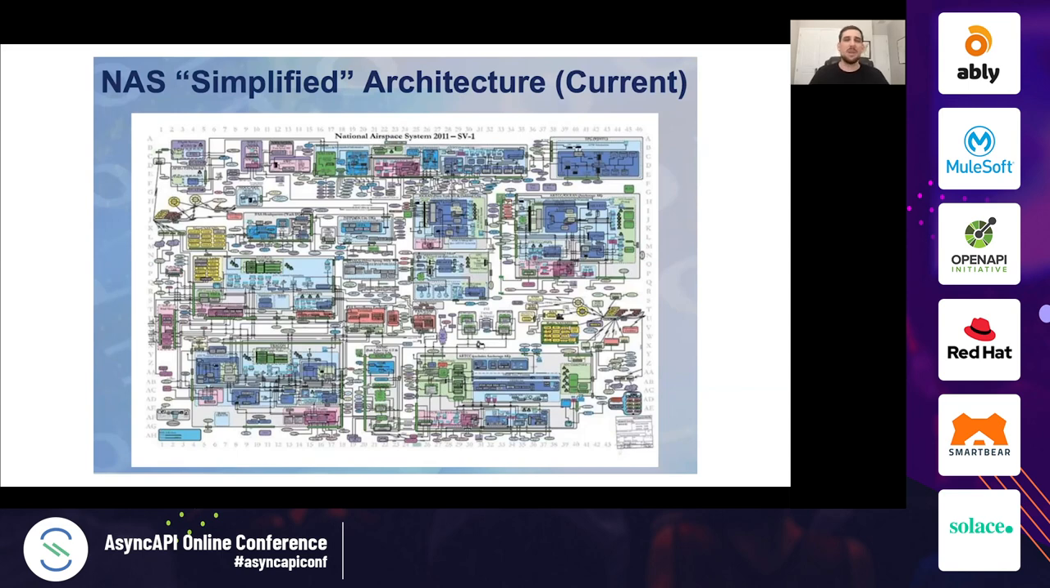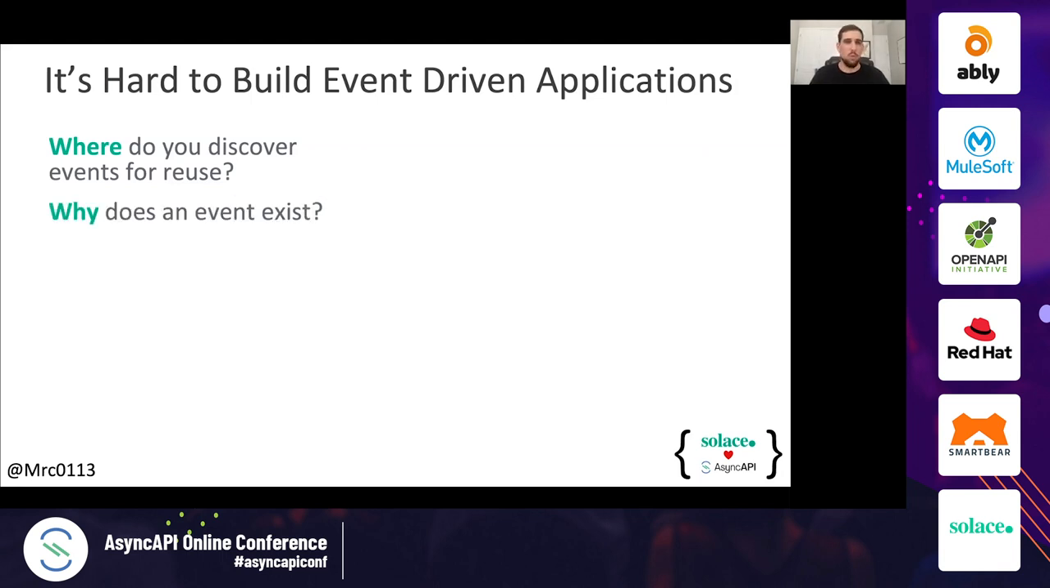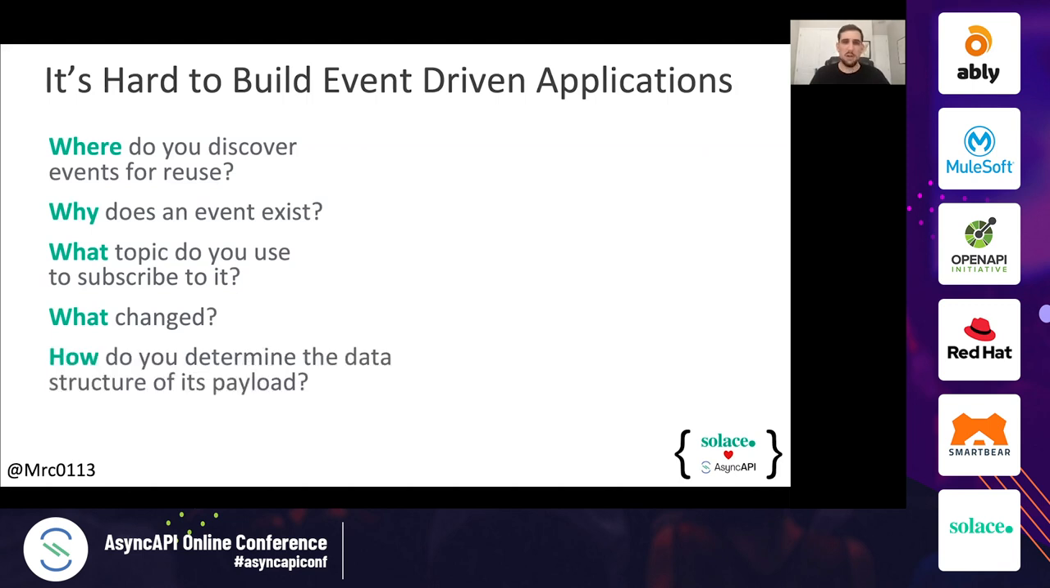So, you know, why is this the case? And so the reason is there are a lot of reasons that it's hard to build these event-driven applications. And it's really the who, what, when, where questions that need to be asked. So where do you discover what events are available for reuse? You know, why does an event even exist in the first place? What topic do you subscribe to receive it? What changed? How do you determine the data structure of the payload once you know that the event actually exists?